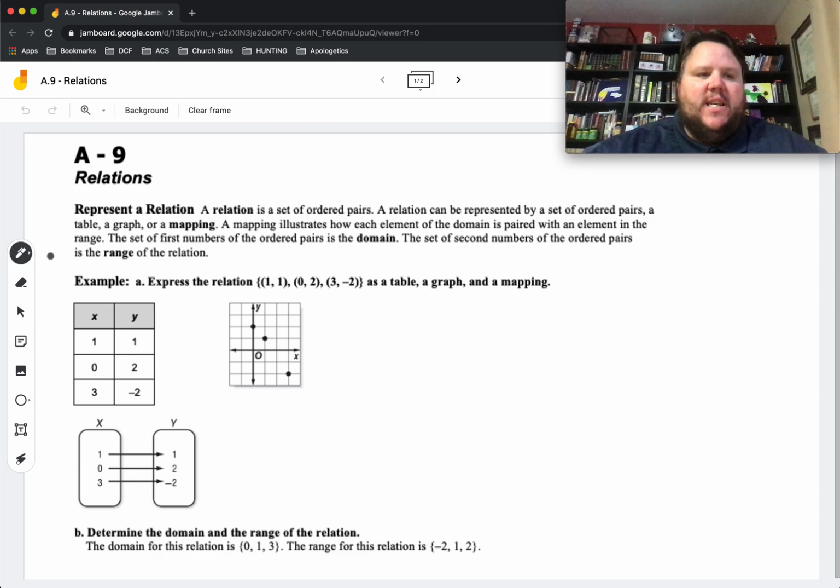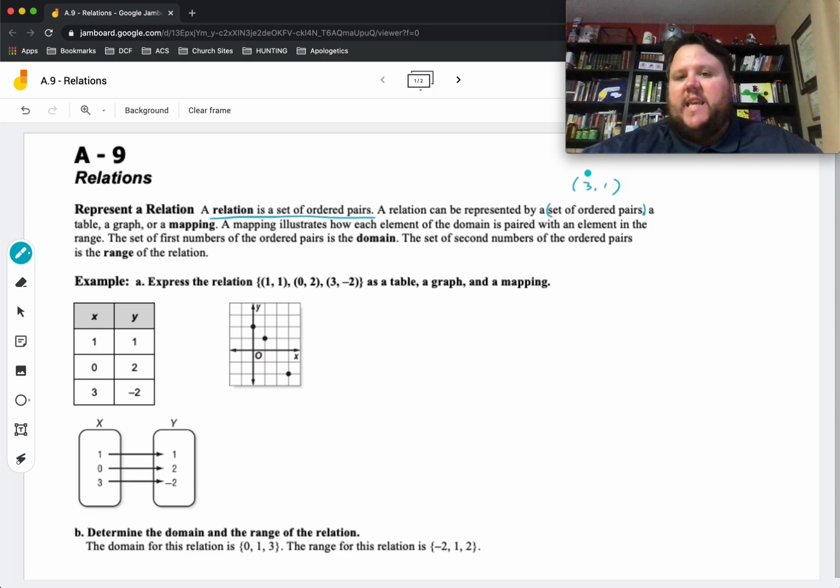So a relation is a way to represent a set. It's a set of ordered pairs, and it can be represented in so many different ways. All right, so the first one is it can be represented by a set of ordered pairs. So that's kind of like (3, 1).